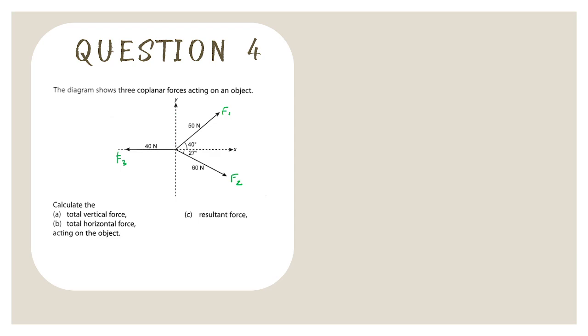Okay, for the Y of 50 Newton you have 50 sine 40. This is 50 cos 40. For the 60 Newton, this one will be 60 cos 27. This one will be 60 sine 27, and 40 Newton to the left. Okay, it doesn't have any y, it only has Fx. So this one only Fx to the left.